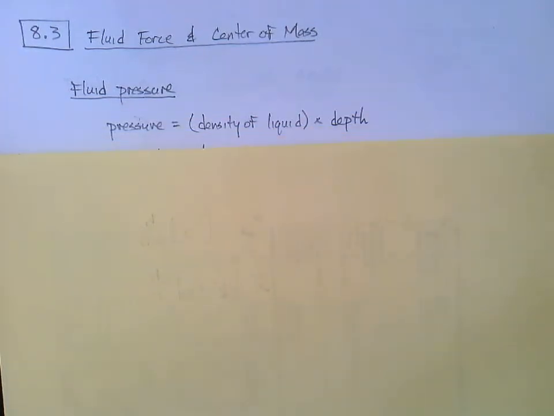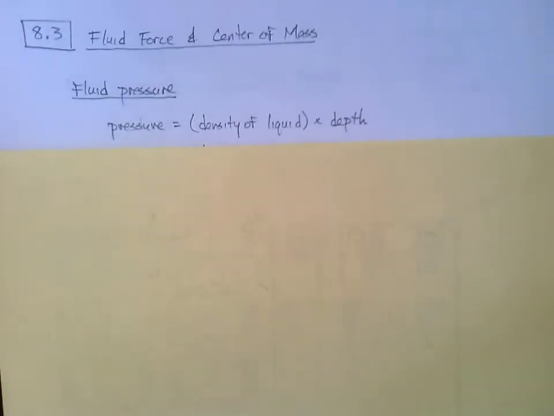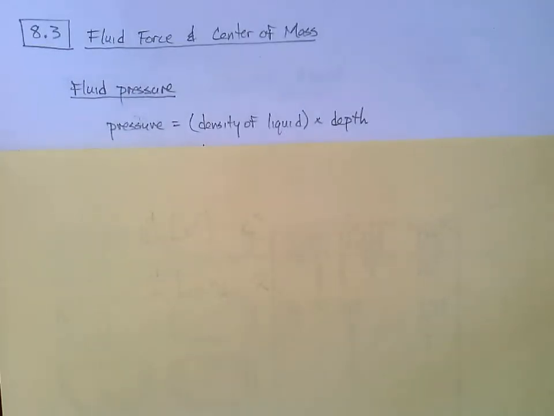We're going to lay out some physics equations here to get us off the ground. When we deal with fluid force, we're talking about a liquid that's exerting some pressure. So fluid pressure is where we will start, and we've got this formula here. Pressure equals the density of the liquid multiplied by the depth. The depth is how deep your object is within that fluid.